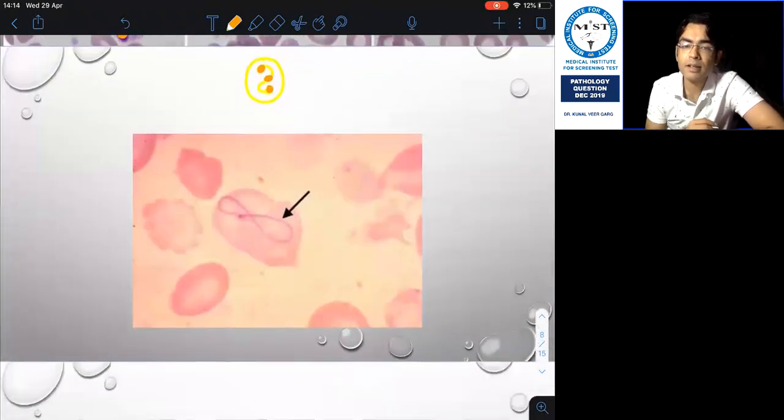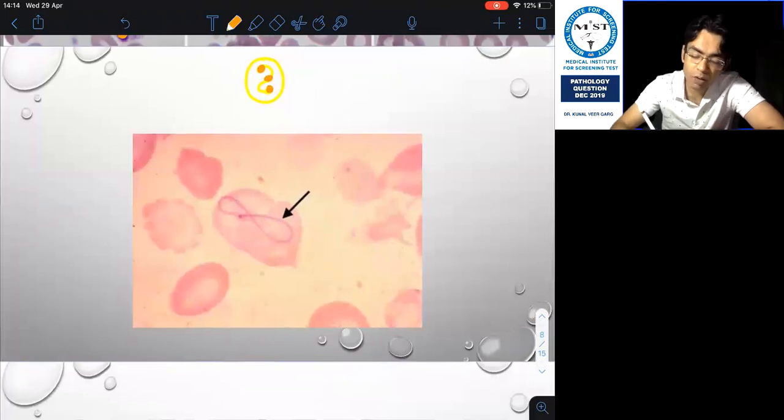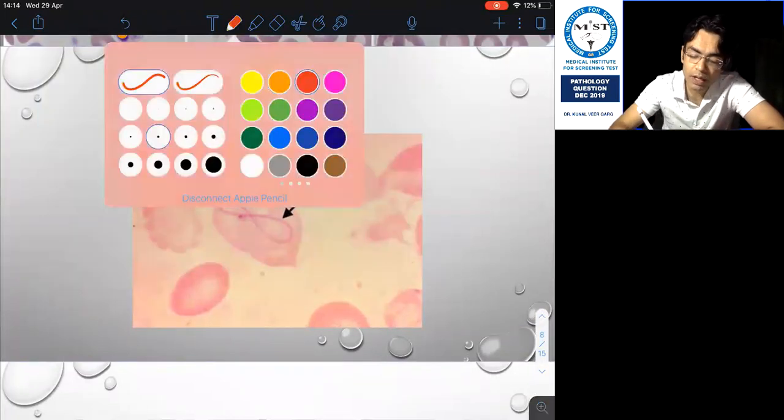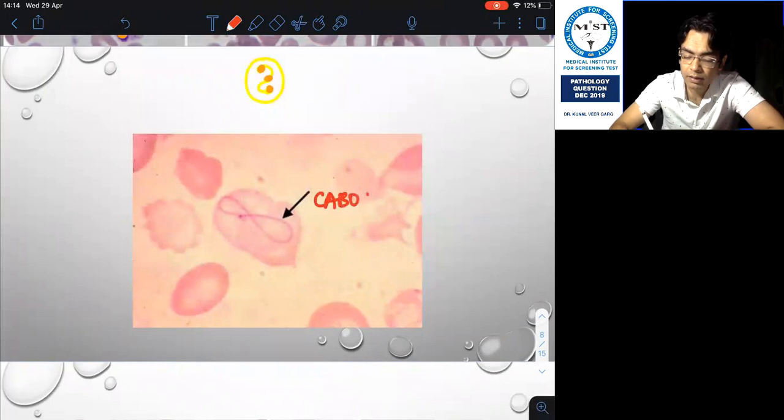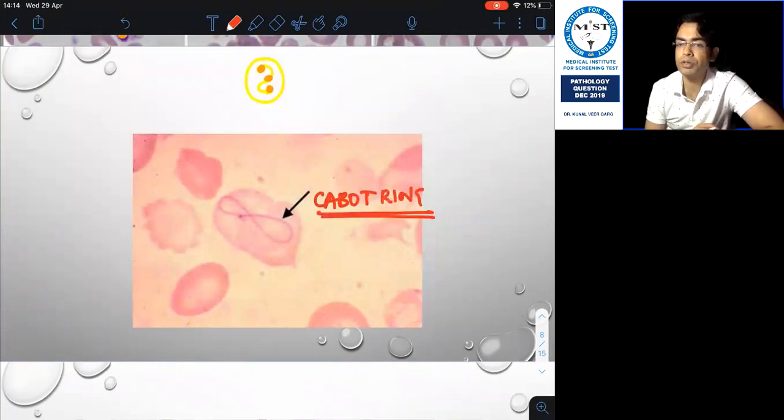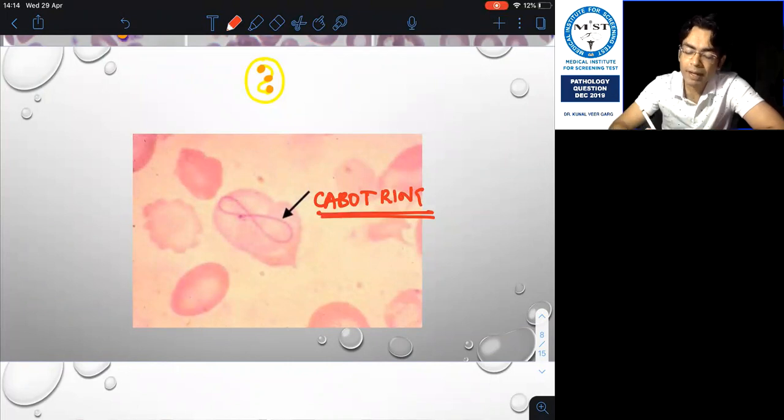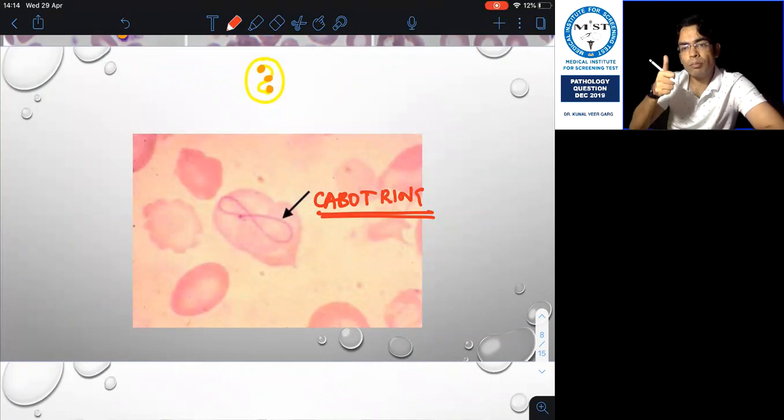And then this is a figure of 8 inside the RBC. This is called a Cabot ring. What do you call it? Cabot ring. Figure of 8 inside the RBC. It is made up of microtubules. So it is a Cabot ring which you see in megaloblastic anemia. So big RBCs, hypersegmented neutrophils, Cabot ring, they're very important features of megaloblastic anemia. You can also see Howell-Jolly bodies and basophilic stippling in megaloblastic anemia.